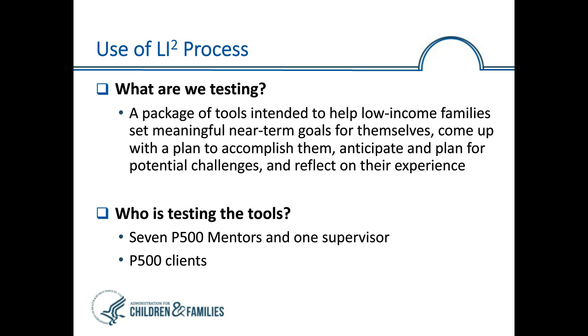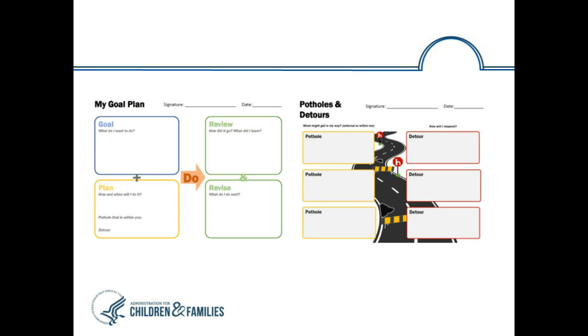This is just a quick visual on 2 of the tools that we road tested. The tool on the left is My Goal Plan. You heard Michelle speak about this a little bit earlier. This is a tool that helps clients set a goal, plan for how they're going to accomplish it, and then after the fact, review and revise their goal. On the right is our Potholes and Detours tool, and this is the one where clients are spending time before embarking off on a goal to think about what potholes might get in their way and what strategies they have to overcome those challenges as they arrive, and really plan that out in advance.